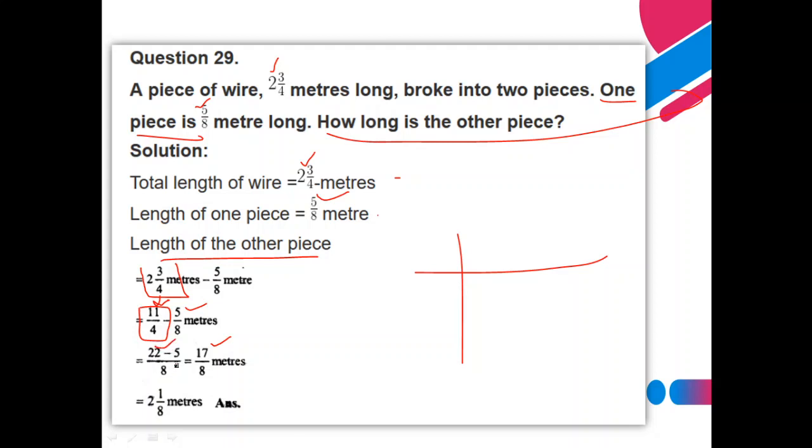We are getting 22. 8 will divide by 8, same number is there, so 1 time it was divided. And 1 will multiply by 5. So 5 is the answer. Now 22 minus 5 is 17 upon 8. It was converted into mixed fraction. So what is the length of the other piece? 2 1 upon 8 meter is the length of the other piece.